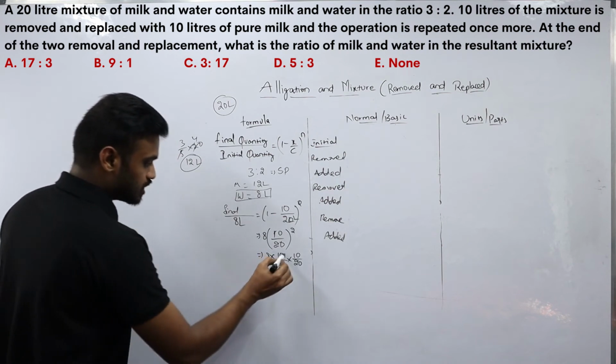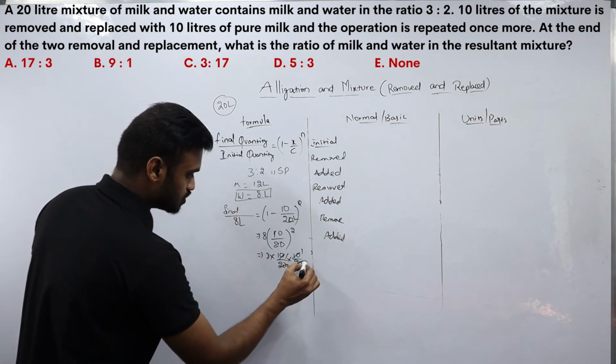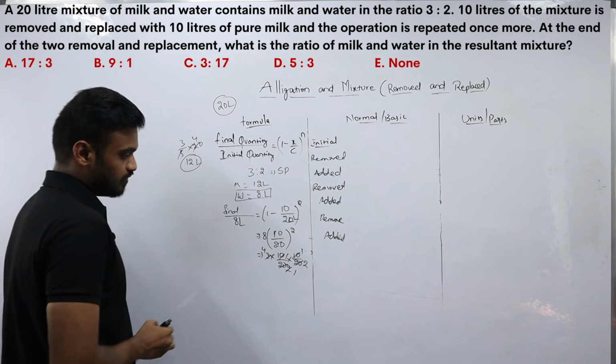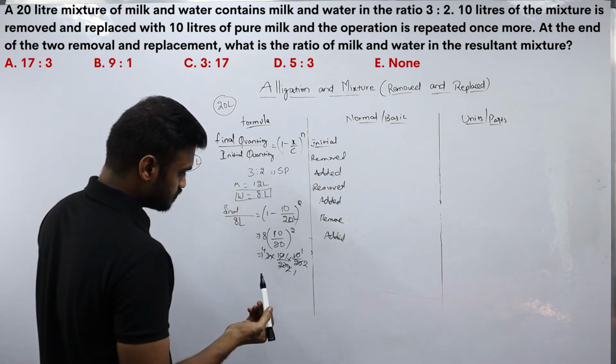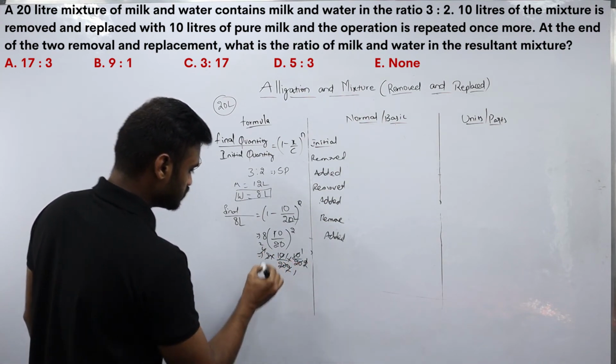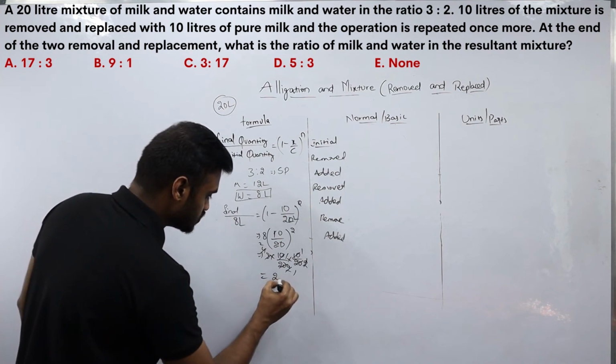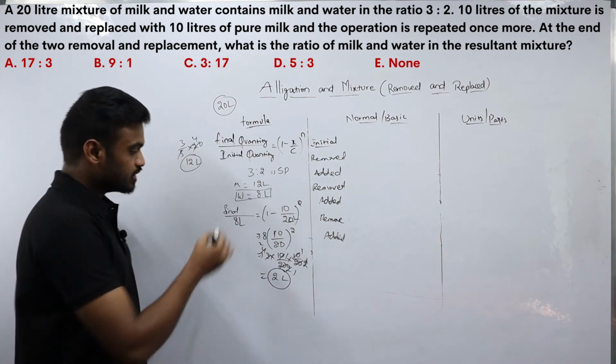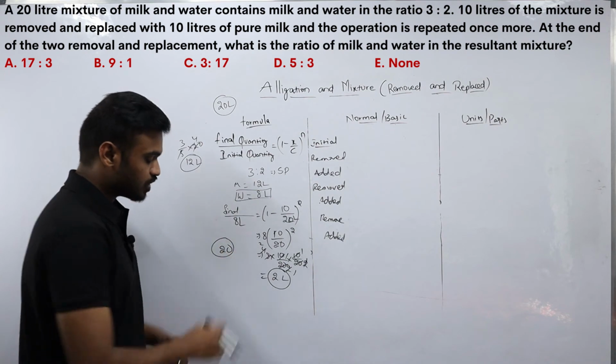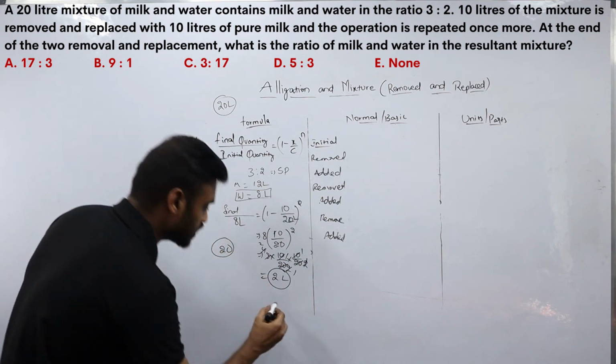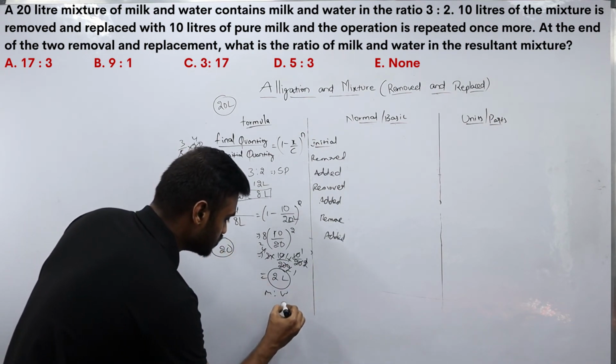Okay, so I will get 10 ones 10, 10 twos 20, and 10 ones 10, 10 twos 20, 2 ones 2, 2 fours 8. So I will get 4 by 2, that is 2 ones 2, 2 twos 4. So the water quantity in the final mixture is 2 liters. Okay, so in the 20 liters in the final mixture, the quantity of water is only 2 liters. Milk and water, 2 liters.